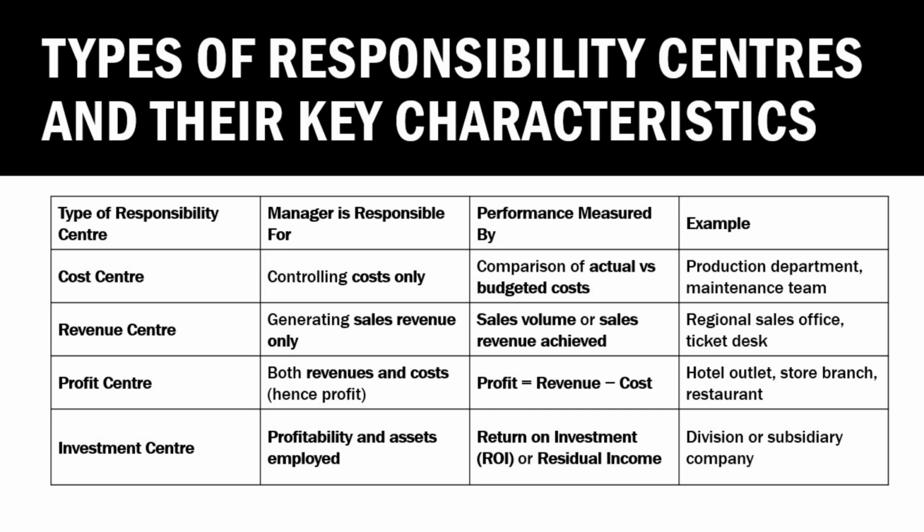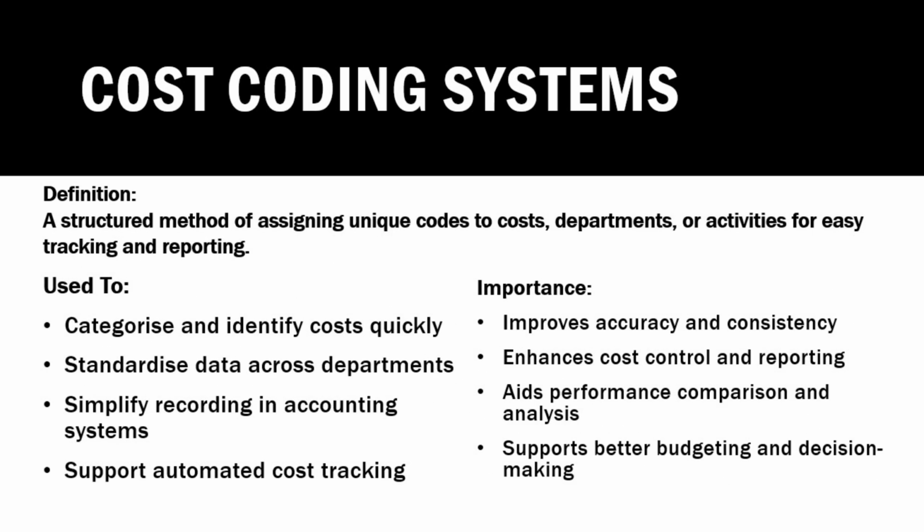This hierarchy matters because it shows increasing responsibility. Cost center managers control spend. Investment center managers control strategy. Now, how do we keep track of all these costs in a real business system? We use cost codes. A cost coding system is a structured way of assigning unique codes to costs, departments, or activities so that they can be recorded consistently and analyzed later.